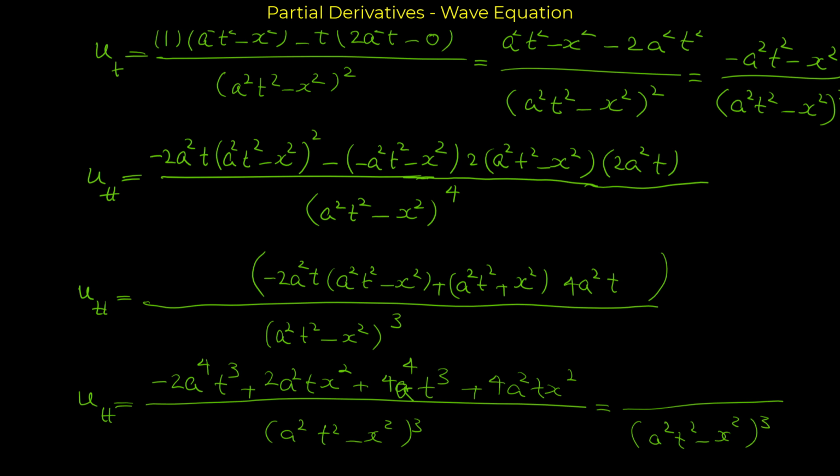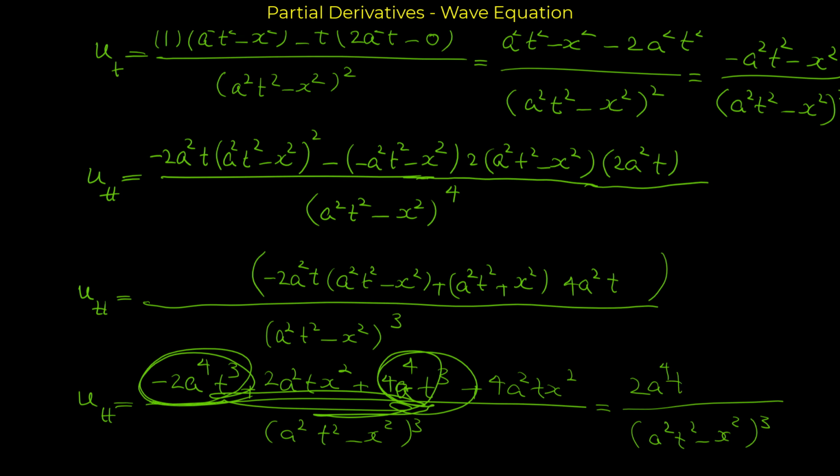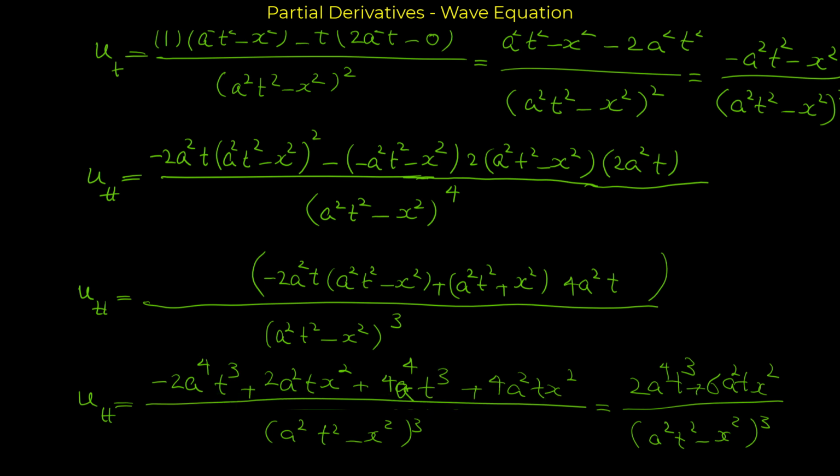Now please pay attention. 4a^4t^3 minus this and this, if we combine these two terms, it would be 2a^4t^3. And if we combine this with this, it would be 6a^2tx^2. This is the second partial derivative of u with respect to t.